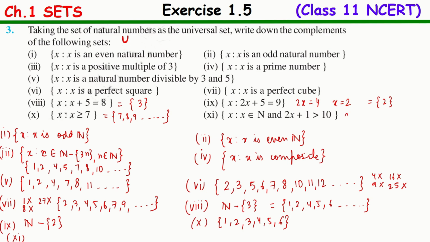Next, last part is 11th part, which says that x is a natural number and x value is this. So 2x is greater than 9, x is greater than 4.5. So all those natural numbers which are greater than 4.5, so this set will look like 5, 6, 7 and so on. So we have to take its complement. Whatever is not present in this set, it is 1, 2, 3 and 4.